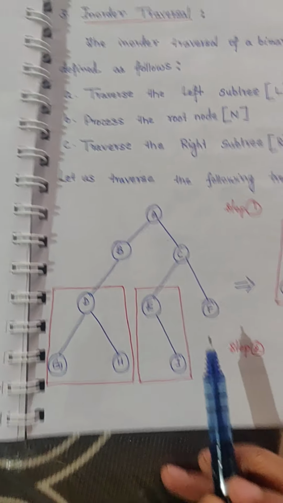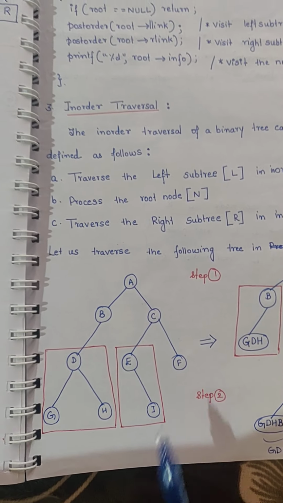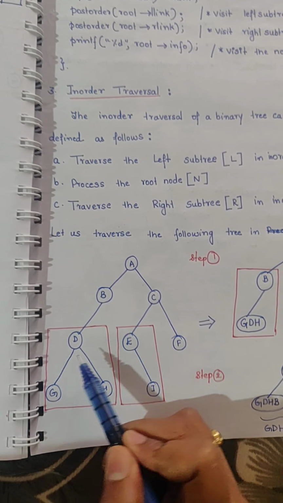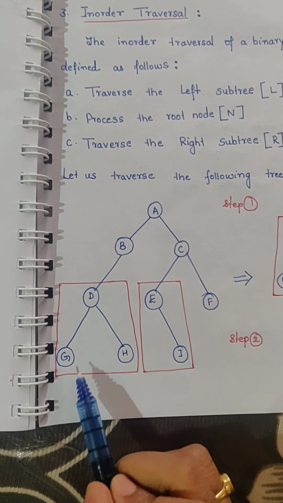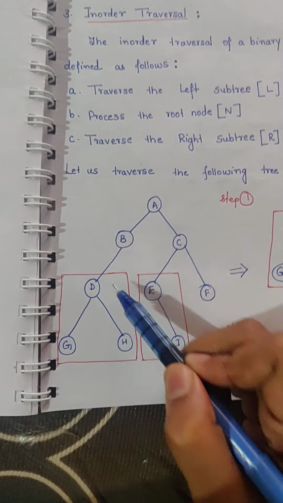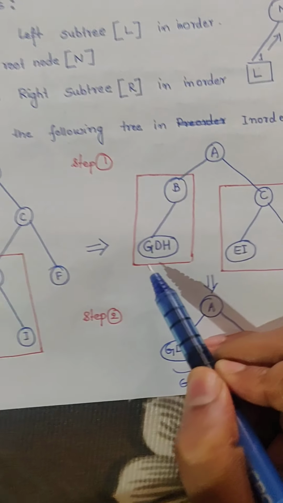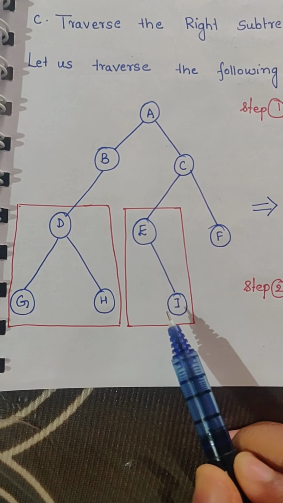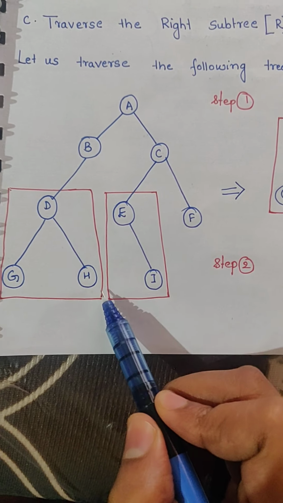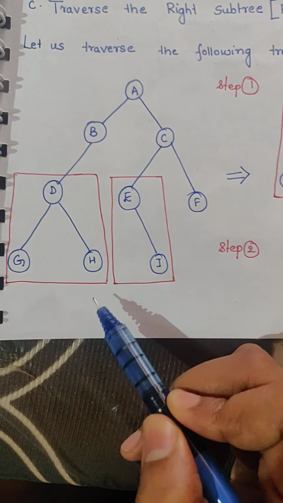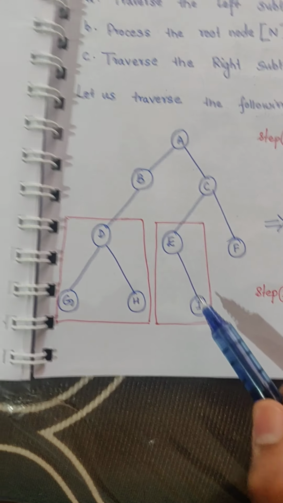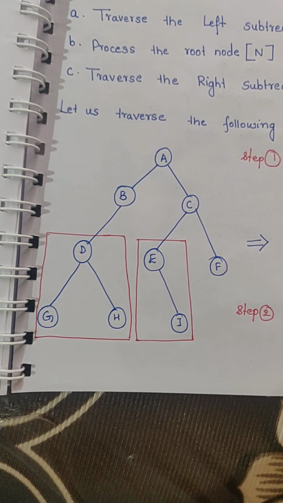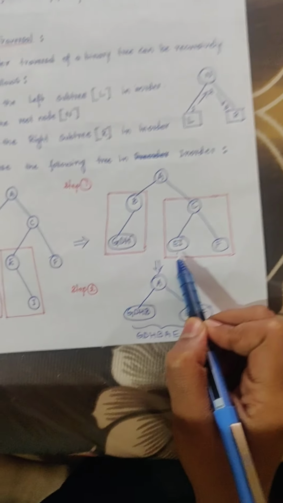Okay, so if you are taking the same tree into consideration, what is happening there? If you are taking this particular part, first you will be visiting the left one, that is G, next D, next H. So same thing we have written here, G, D and H. If you are taking the second one, first we should be representing the left part. We don't have left part, so forget it. So let's go to the root node, that is E, and then comes I. So that is E and I.